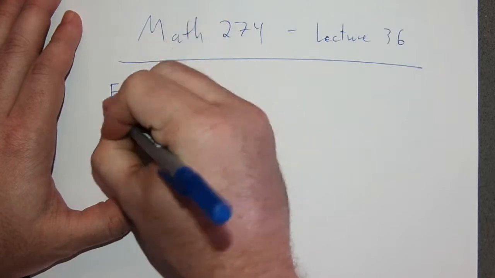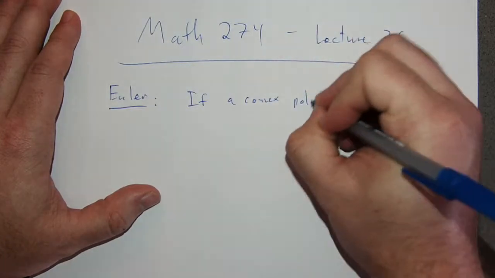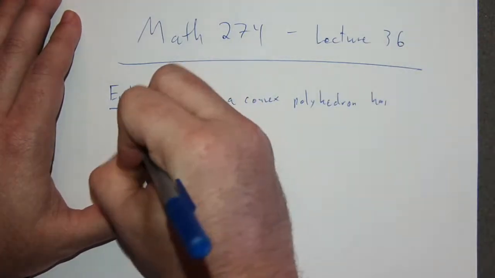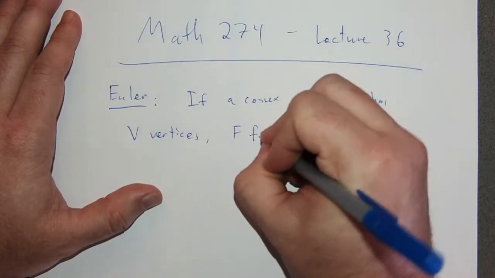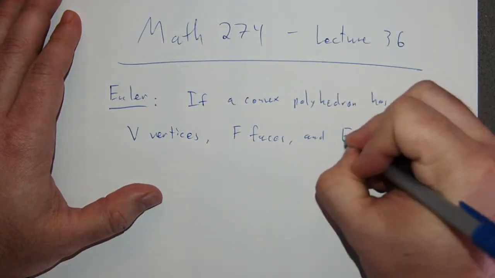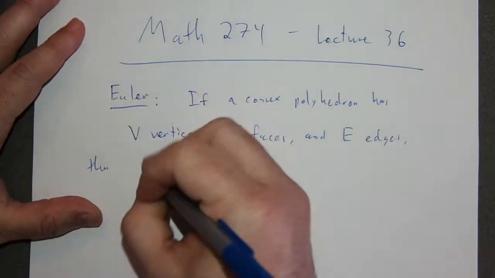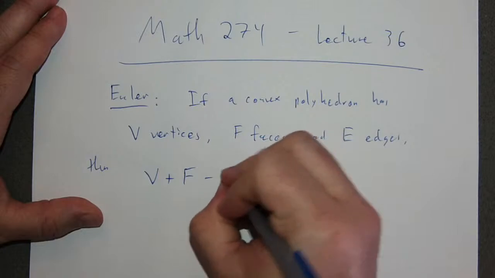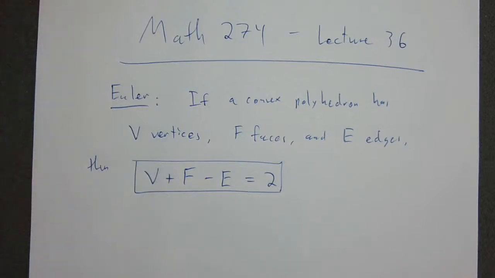Here is another fact due to Euler. If a convex polyhedron, yes, that's the singular, has V vertices, F faces, and E edges, then the number of vertices plus the number of faces minus the number of edges is 2 in this case. Okay, so Euler was the first to notice this fact.